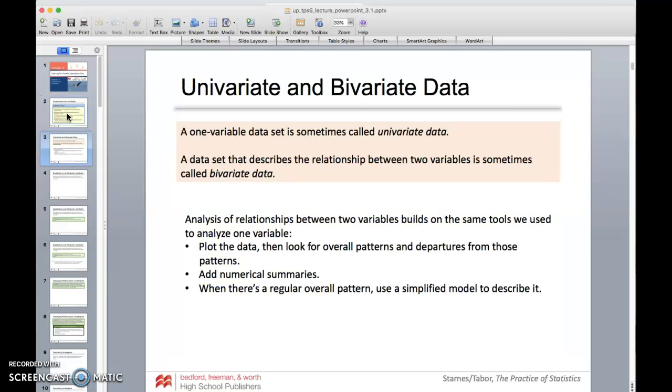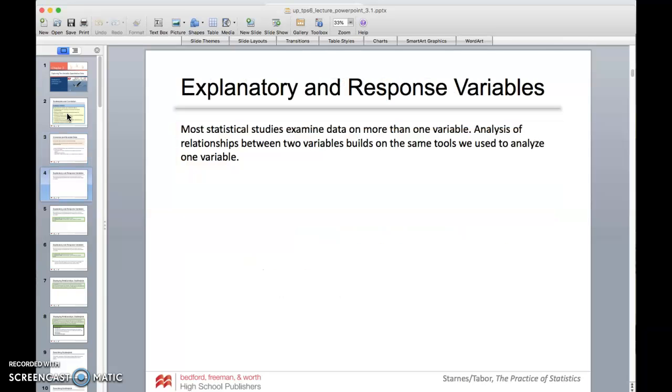The first thing we want to do is take a look at one-variable data, which is sometimes what we call univariate data. If it's between two variables, we call it bivariate, uni meaning one, bi meaning two. Analysis of relationships between two variables builds on the same tools we use to analyze one variable. So we're going to plot the data, look for patterns, add some numerical summaries, and then when there's a regular overall pattern, use a simplified model to try to describe it.